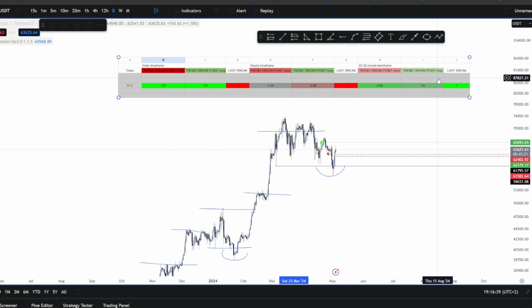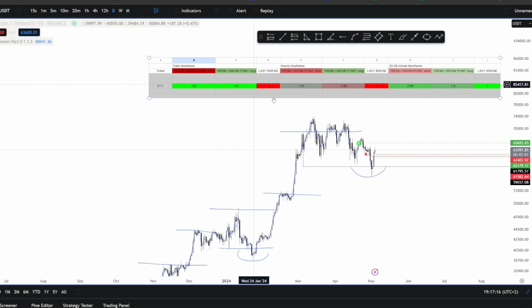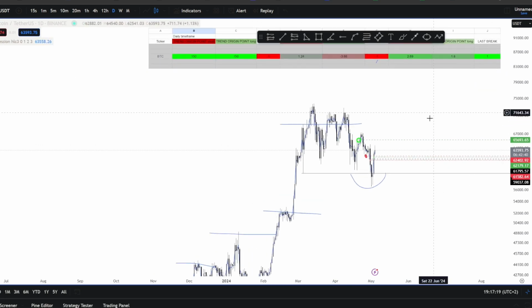Then we know that the pullback is starting to end once the green starts again on the smaller time frame and starts to swoop over the mid time frame. So it starts from here, a first bullish break against an all red middle and small time frame, which then swoops to a green on the smaller time frame, which then swoops to green on the middle time frame, and then the last break would be green on the big time frame.